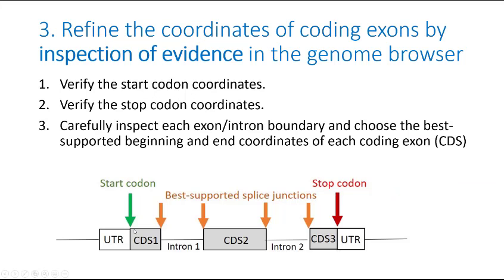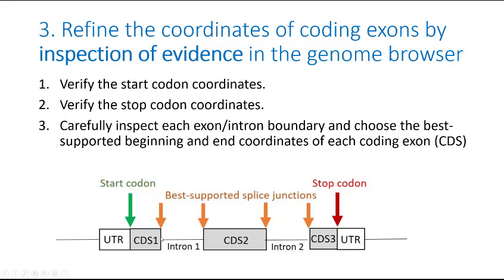The next step, after we have approximately mapped the coordinates of each of the CDSs or coding exons, is to go in and very carefully map the location of each CDS. So we'll start off by looking for the start codon and looking for the stop codon. And then we will look carefully at every single exon-intron boundary, and we'll look for splice sites.